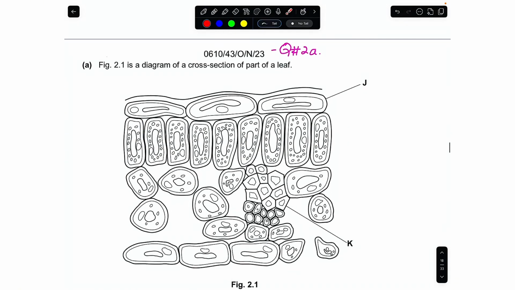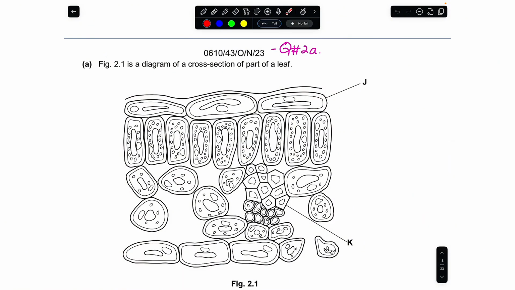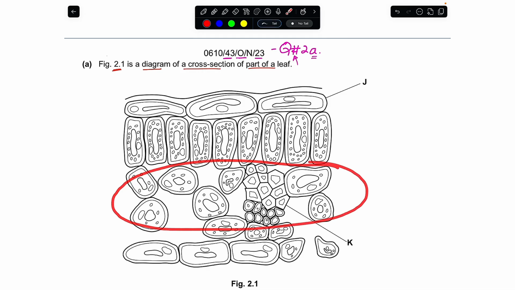Let's crack the next question. This is from your elaboration of the leaf structure, which appeared in October-November of 2023. The theory variant was 4.3, and this was question number 2, A part for your exam. They say that figure 2.1 is a diagram of the cross section of part of a leaf. What I know is that at the top we have the cuticle, here we have the cells of the upper epidermis, here we have the palisade mesophyll cells, then here I have the spongy mesophyll cells.